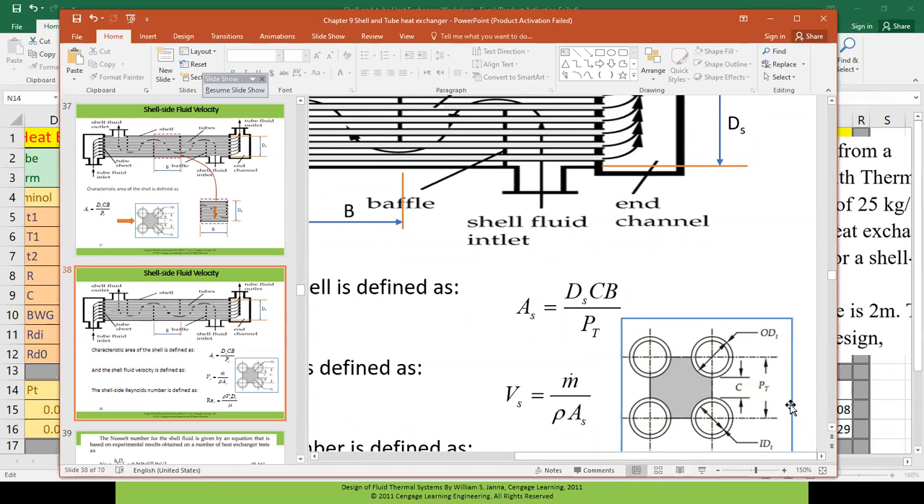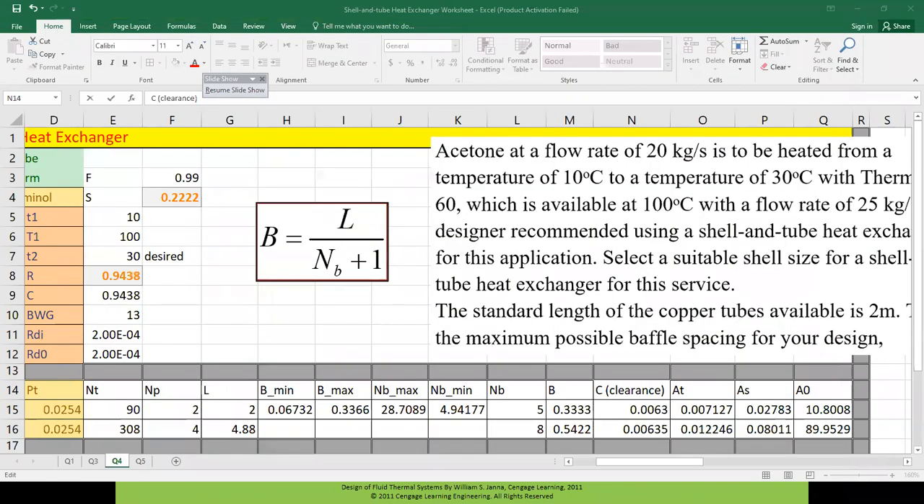So pitch subtracted by the diameter of the tube, so you will get the clearance here. And clearance we are indicating by parameter C. So we calculated the clearance by subtracting from the pitch the outer diameter of the tube. So this is what we get as the clearance. Clear? Yes. Okay.